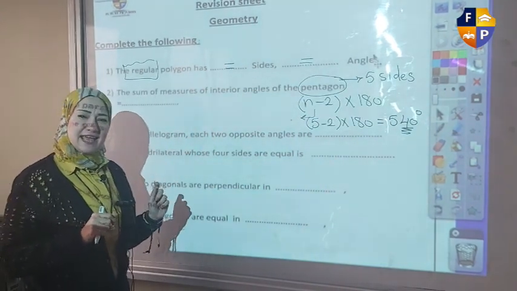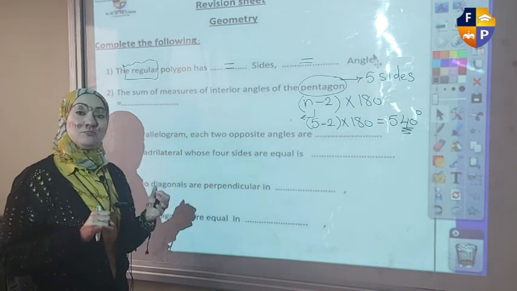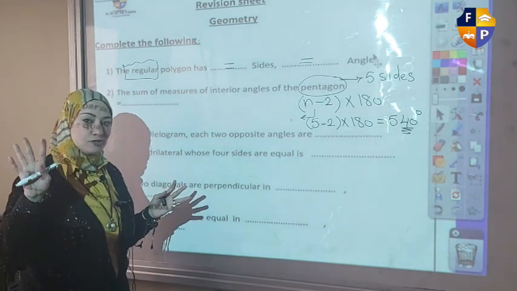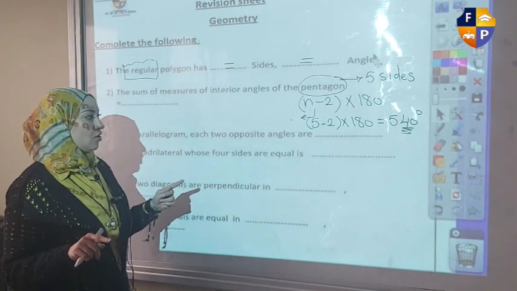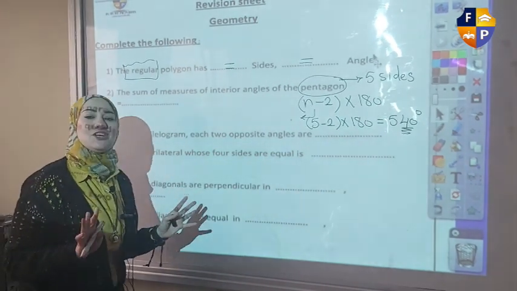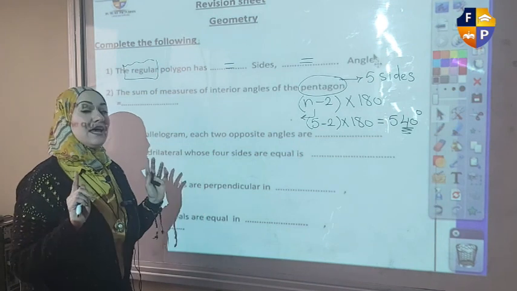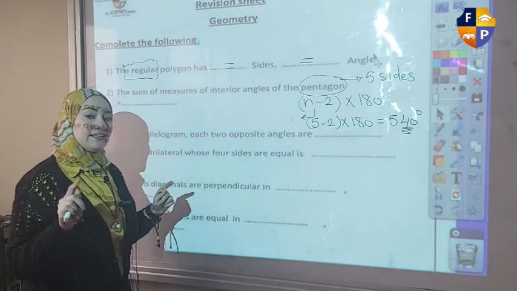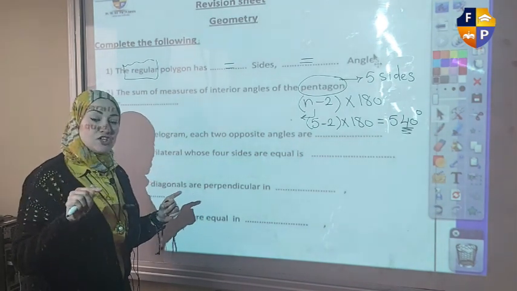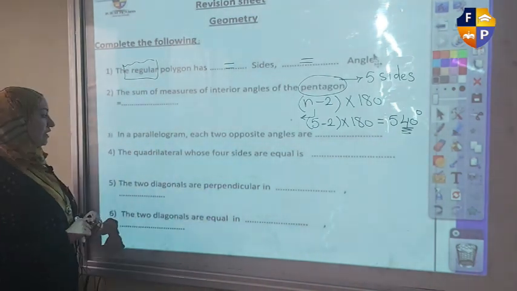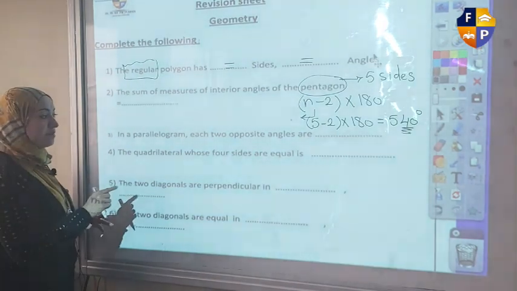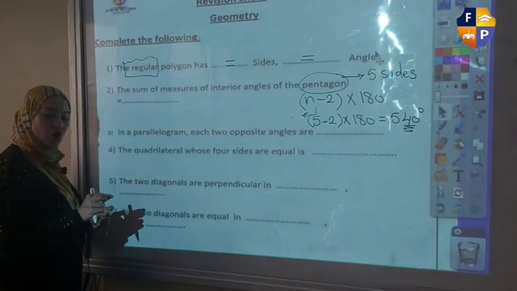Let's revise the names of all polygons that we know. If the polygon has 3 sides, it will be a triangle, 4 sides quadrilateral, 5 sides pentagon, 6 sides hexagon, 7 sides heptagon, 8 sides octagon, 9 sides nonagon. Okay. Number 3. In the parallelogram, each two opposite angles are.